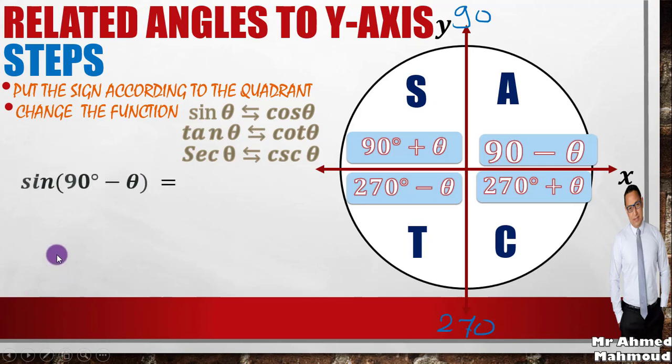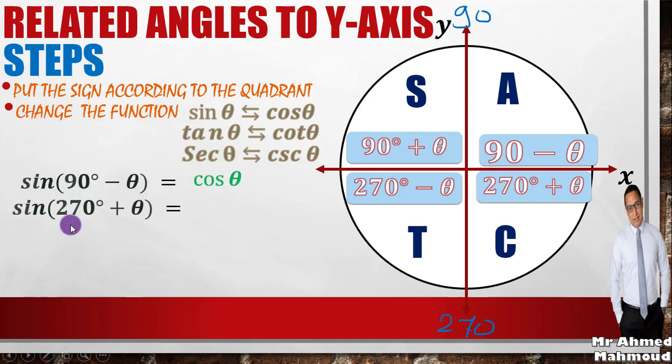Okay, for example, sine 90 minus theta. First, sine changes into cosine, and by looking at 90 minus theta, which is the first quadrant, sine in the first quadrant is positive, so it will be positive cosine theta.